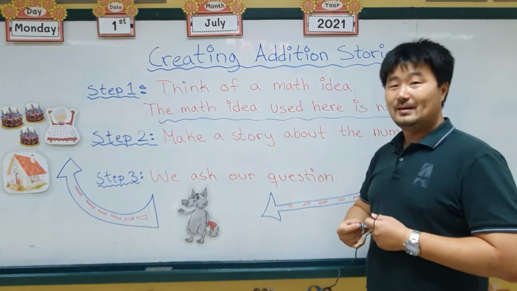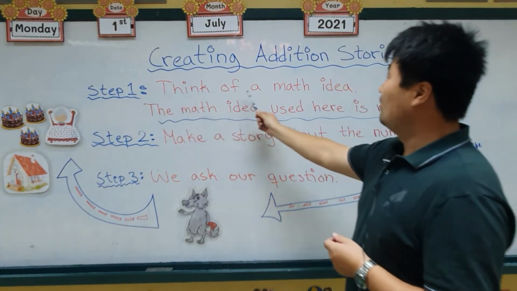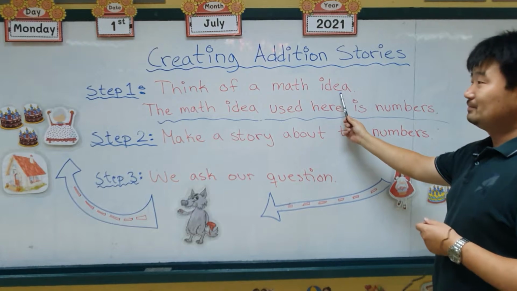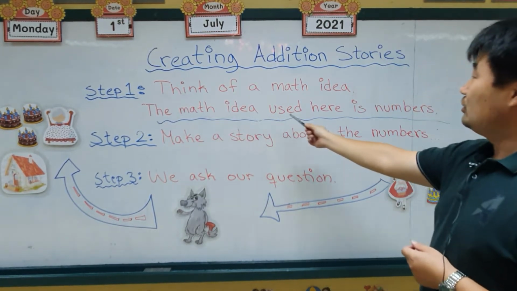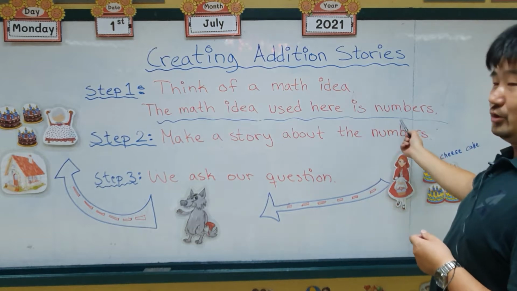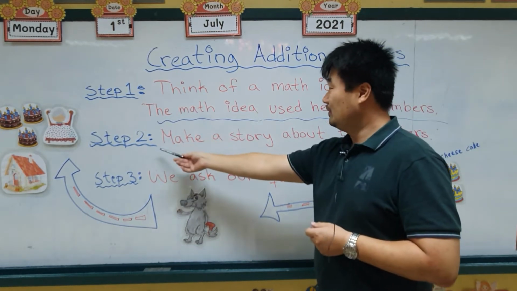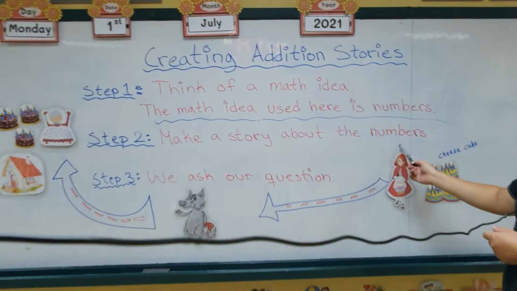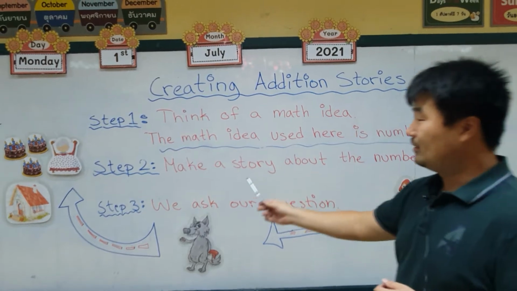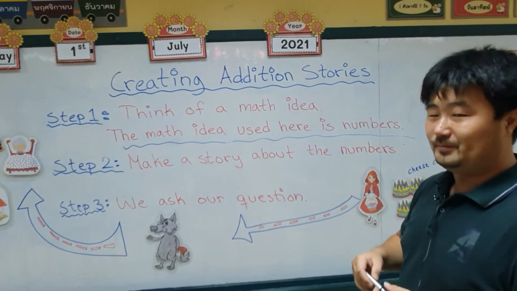There are 3 steps. Step number 1, think of a math idea, and the math idea used here is numbers. Okay? Step number 2, make a story about the numbers. And step number 3, we ask our question.